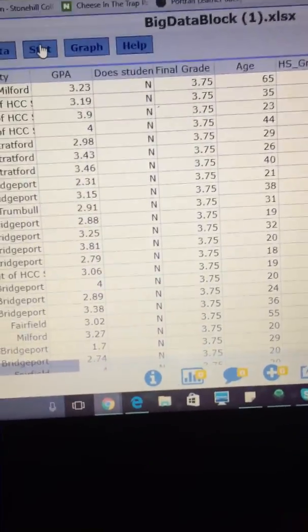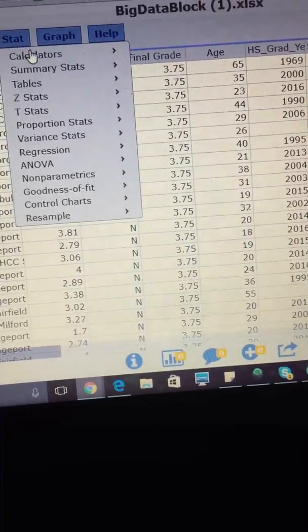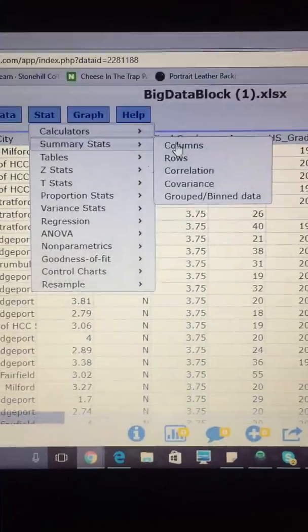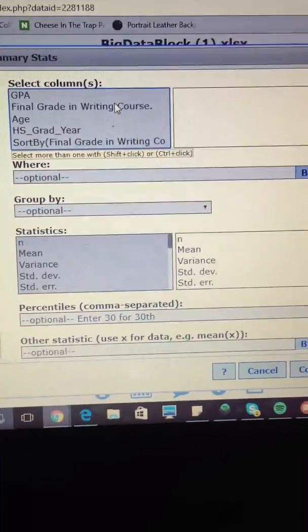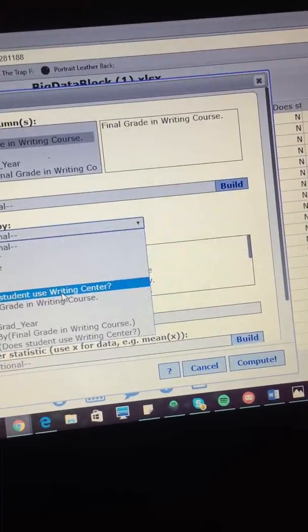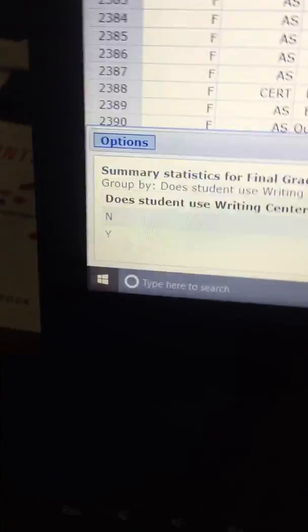Today, we'll be looking at whether the claim made by the Writing Center is correct: that students who go to the Writing Center have a higher final grade compared to those who do not. We'll first look at the number of students in each group, the mean and the standard deviation. Go to summary stats, columns, find the grade in the writing course, and group that by does student use the writing center. You compute that, and this is what you get.